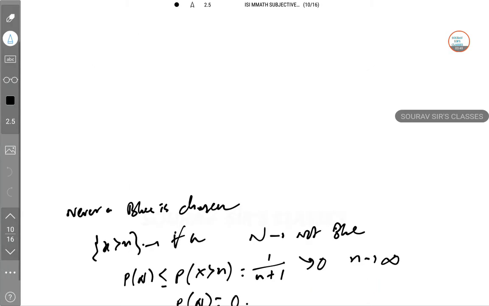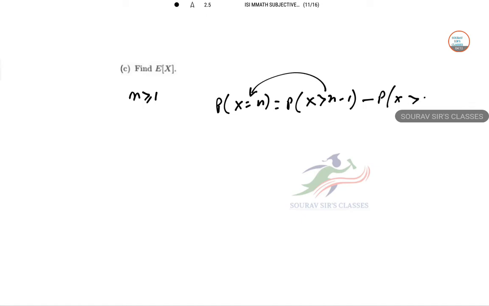Now coming to the third part: find the expected value of X. So n is greater than or equal to 1. The probability of X equal to n will be the probability of X greater than n minus 1 minus the probability of X greater than n. So that is 1 by n minus 1 by n plus 1 from part 2. So that is 1 by n into n plus 1.